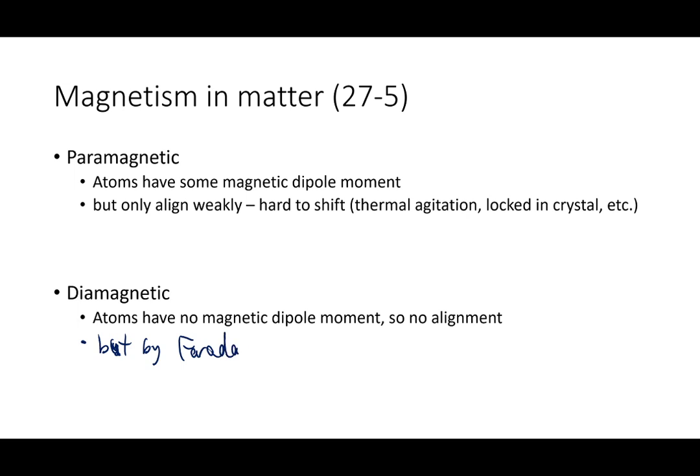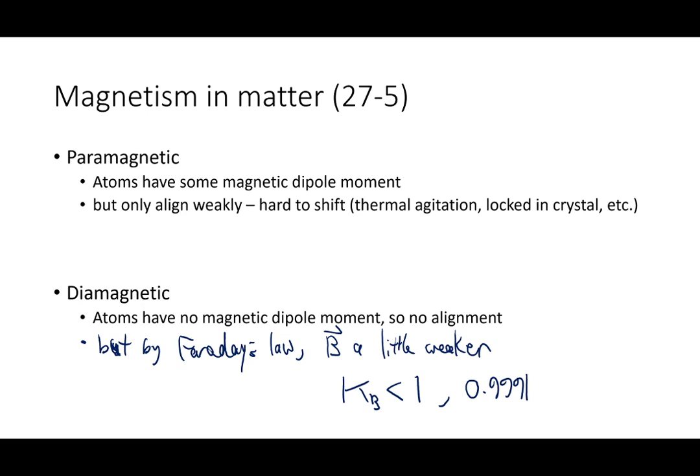called Faraday's law, in the absence of this alignment, you actually get to see this tiny effect that makes the magnetic field just a little bit weaker. And again, we're talking about a very small effect. It's less than 1, on the order of 0.9999, something like that. We'll cover Faraday's law in the next chapter.